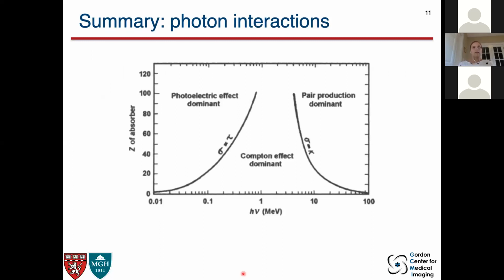This slide just summarizes these interactions. The main interactions that we have are photoelectric effect, Compton scattering, and pair production. And this shows when each of these interaction mechanisms will dominate, as a function of the energy of the incident photon and the atomic number of the absorber, or the detector material in our case. In medical imaging, we typically are working in this region. So we will have photoelectric effect and Compton scattering mainly.